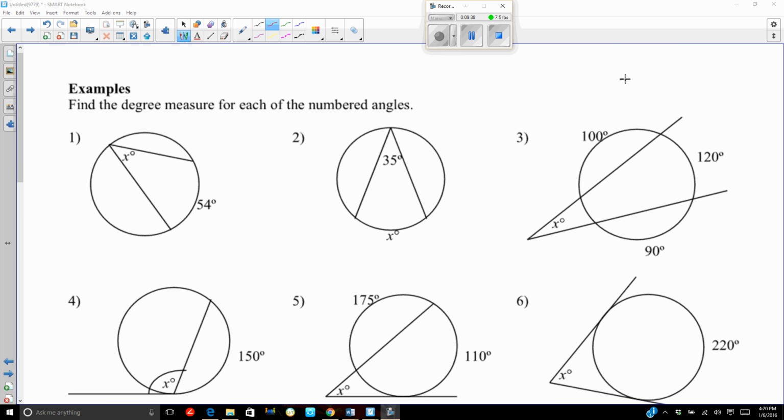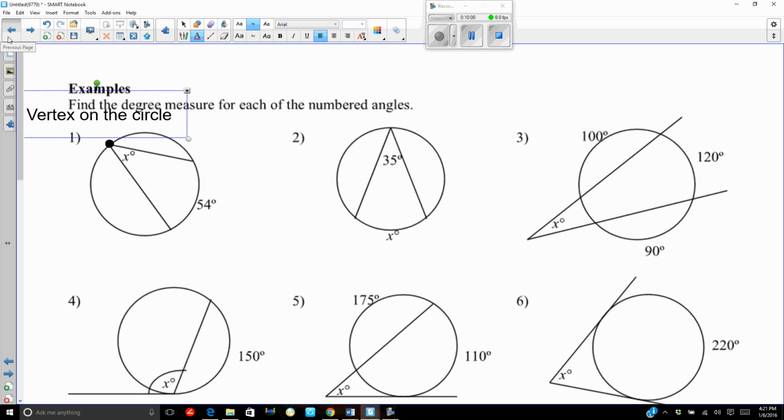So let's start with number 1. Seems like a logical place to go. Number 1, again, you want to identify where the vertex is first. That tells you which formula you're going to use. So the vertex for number 1 is actually on the circle. And you don't have to write that down, but I wrote that down just so you see. So the vertex is on the circle.